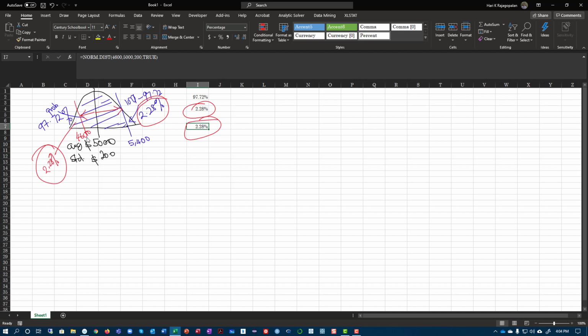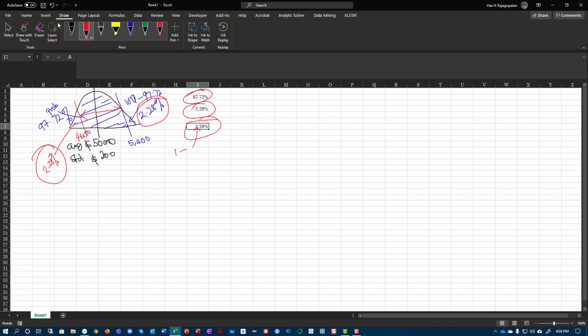Similarly, the probability you're going to get more than $4,600 in this company is 1 minus this value, 2.28%, which is 97.72%. So I hope you understand the whole idea behind symmetric in normal distribution.